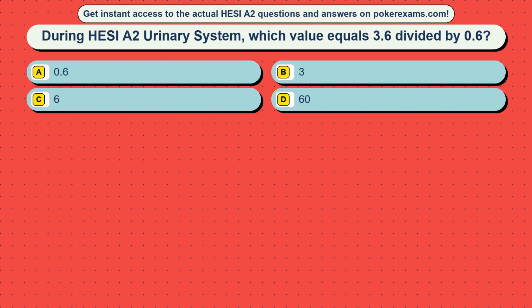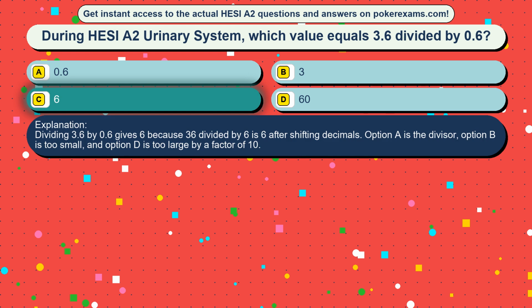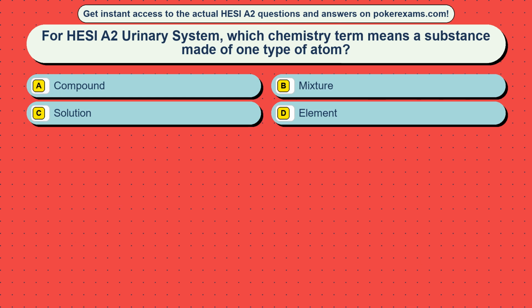Question 41. During HESI A2 urinary system, which value equals 3.6 divided by 0.6? Option A, 0.6. Option B, 3. Option C, 6. Option D, 60. The correct answer is option C, 6. Dividing 3.6 by 0.6 gives 6 because 36 divided by 6 is 6 after shifting decimals. Option A is the divisor, option B is too small, and option D is too large by a factor of 10.